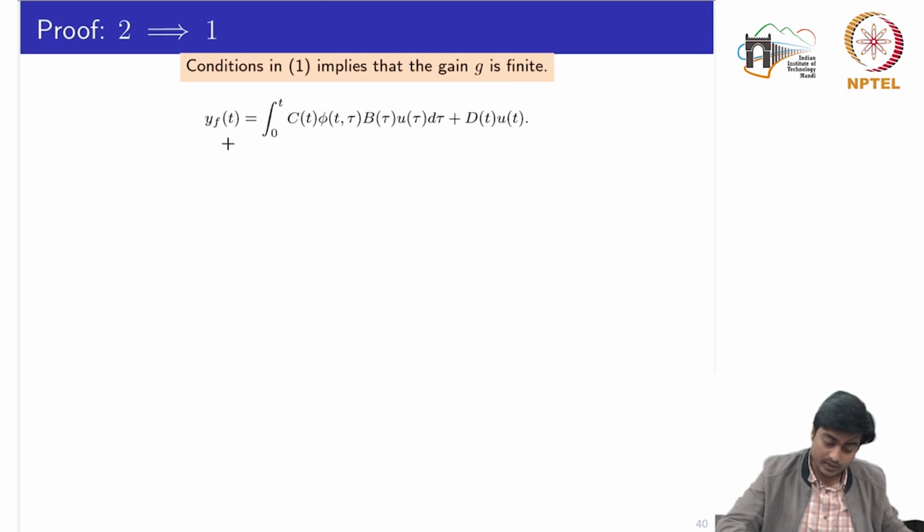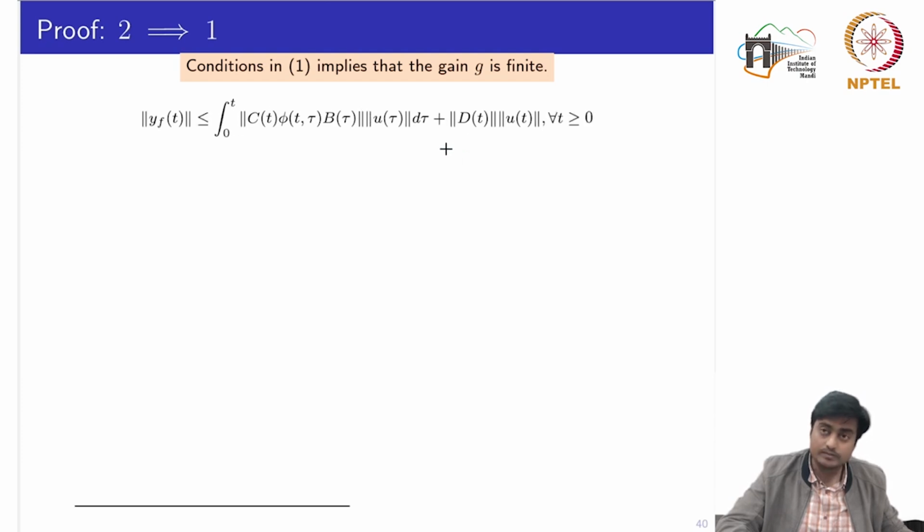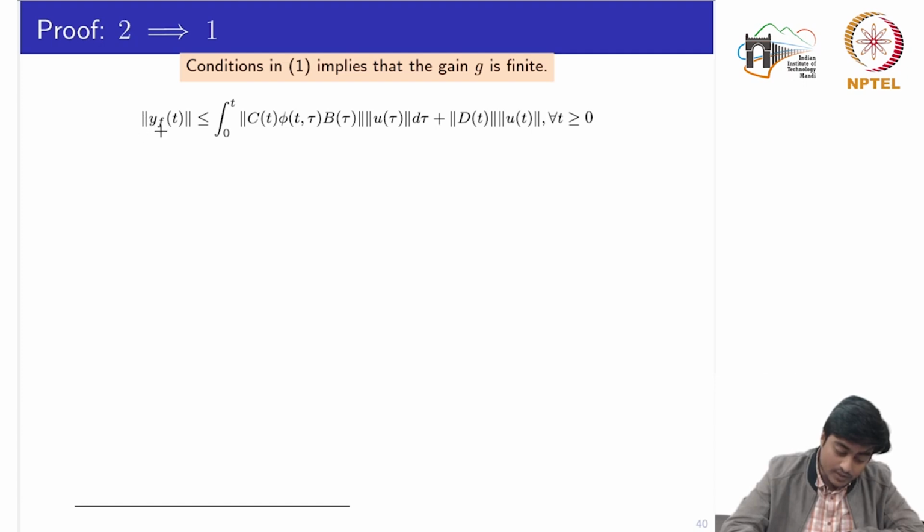So let's start with the forced response of the system, which is given by this equation. If we take the norm on both sides, we can say that the norm of the signal Y F is less than or equal to the sum of the individual norms of these two signals. This comes from the property that the norm of the multiplication of two matrices is less than or equal to the multiplication of their individual norms. So this inequality comes from there, and similarly we apply this property onto the second part, for all t greater than or equal to 0.